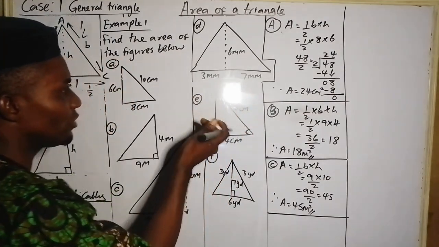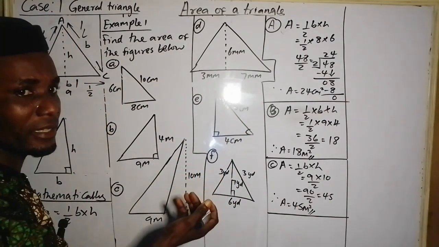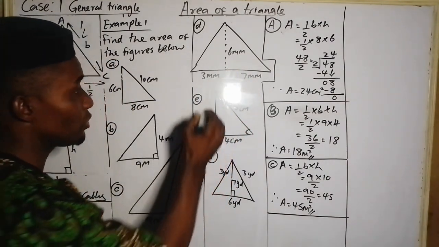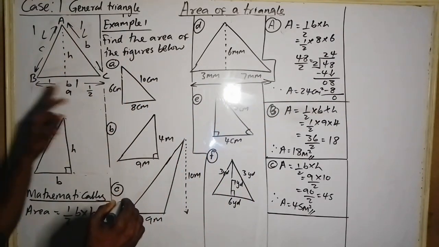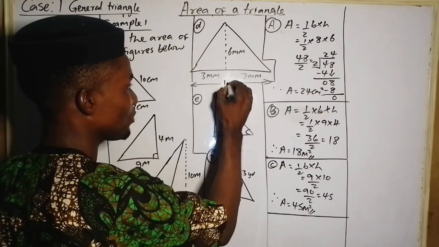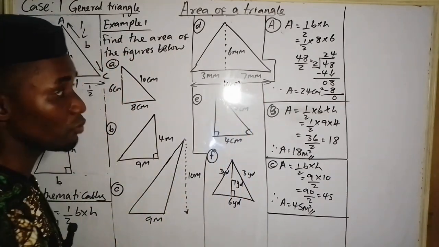Now you might be wondering that we have two bases here. So what do we need to do? All you need to do is just add up the base, because your base runs from angle B to C. So your base here is going to be what? 10 millimeter. That is going to be your base.